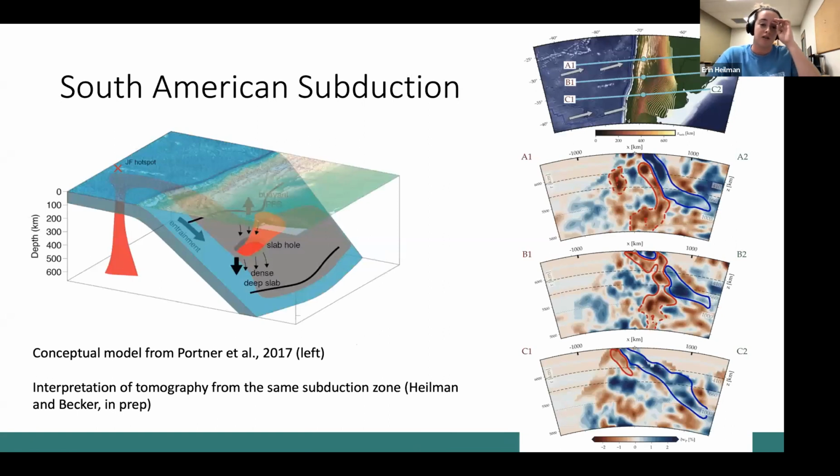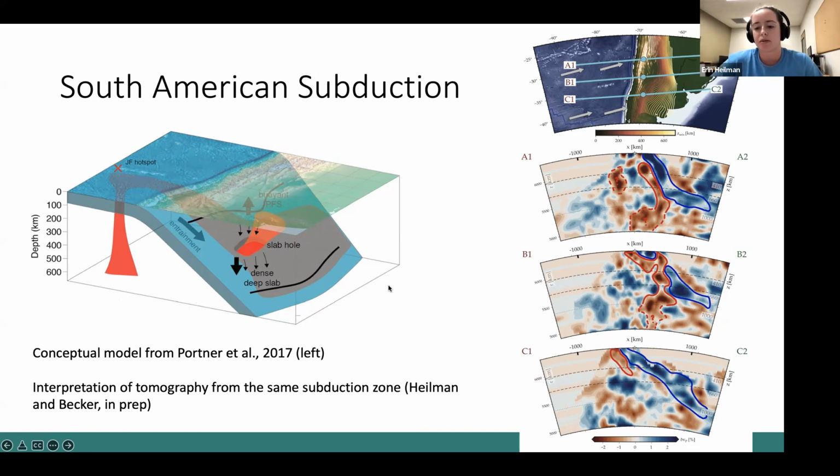And so if we're thinking about some of these present day interactions, one of them is the South American subduction. So we're focusing on the middle to southern part of South America here. This area has a documented slab hole, slab window, slab tear. There's a lot of terminology for it. And this is a conceptual model from Portner et al. 2017, looking at this area where he shows a plume offshore of the subduction zone that has then taken advantage of the already present slab hole.